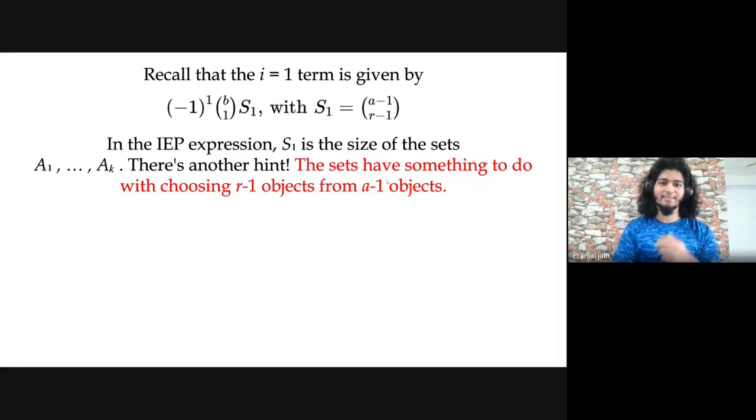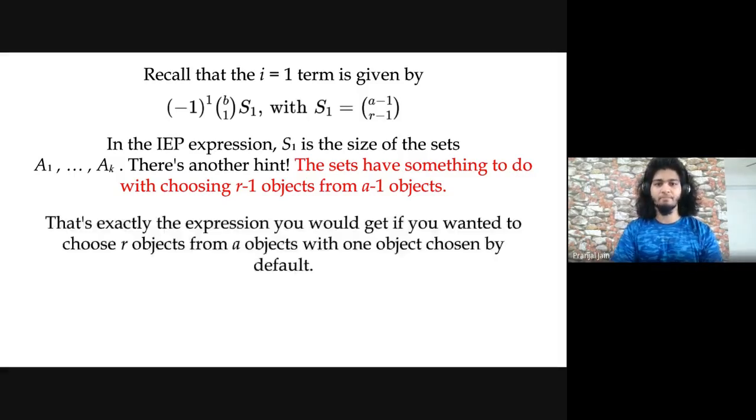So that gives us a hint because this expression is not only a number, it's also an action of sorts, right? You're picking R minus 1 elements from A minus 1 elements. So there is some sort of action associated with this number, which gives us a hint towards what the sets would be. And this expression is what you would get if you wanted to pick R objects from A, where one is already chosen by default.